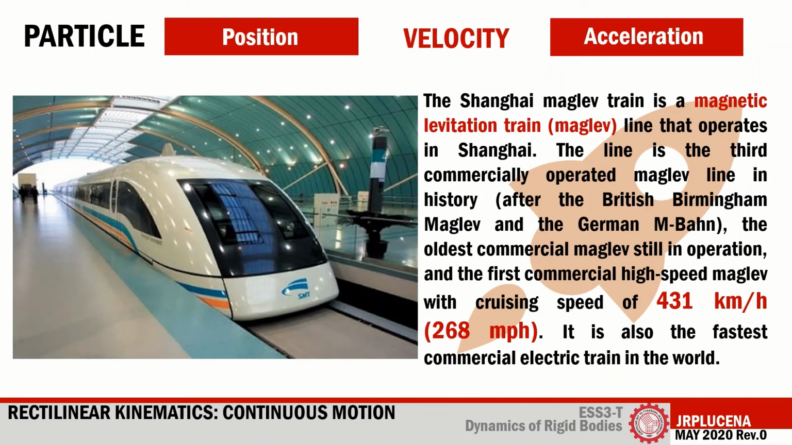Let's have here a trivia. The Shanghai maglev train is a magnetic levitation train line that operates in Shanghai. The line is the third commercially operated maglev line in history, after the British Birmingham maglev and the German M-Bahn, the oldest commercial maglev still in operation, and the first commercial high-speed maglev with a cruising speed of 431 kilometers per hour, or approximately 268 miles per hour. It is also the fastest commercial electric train in the world.